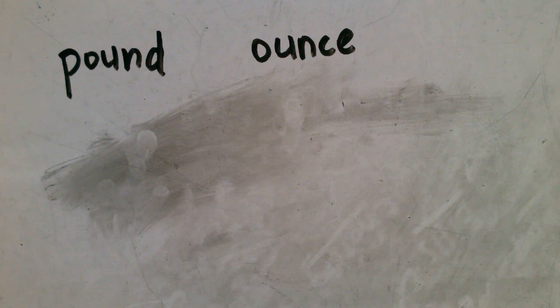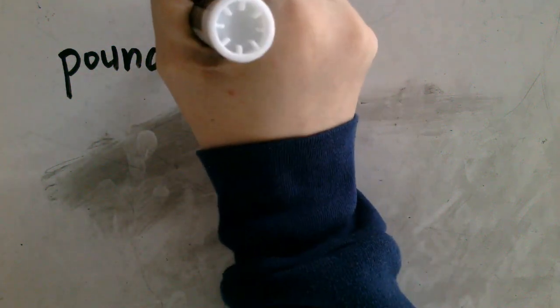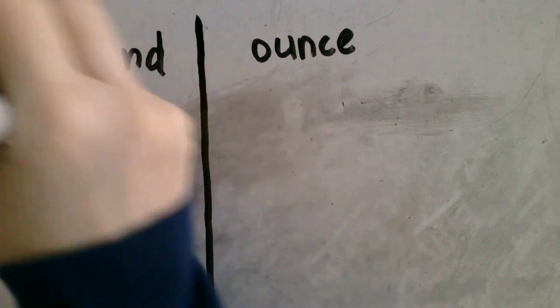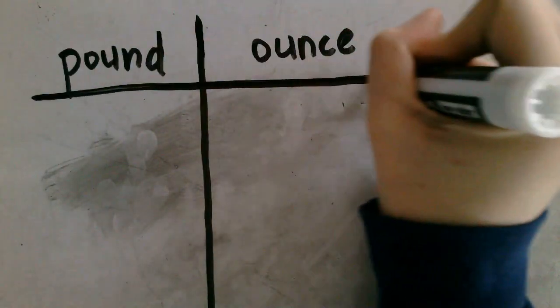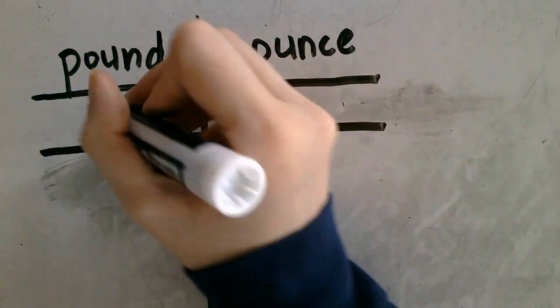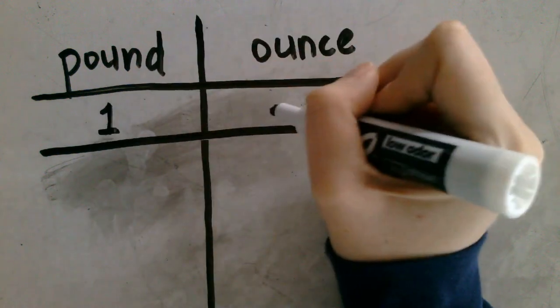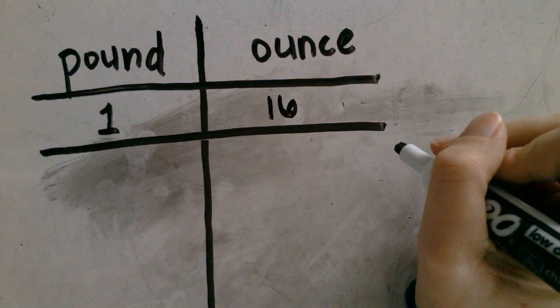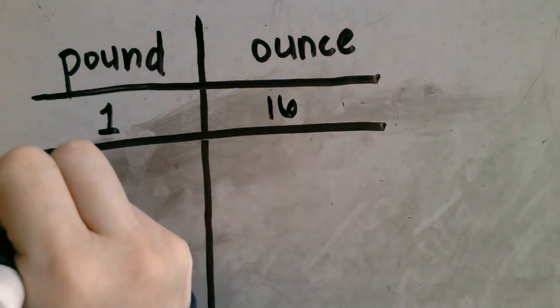If we were to count how many 1 ounce weights we added to the balance scale, we added 16 1 ounce weights, or 16 ounces. If we wanted to show this in a chart on your whiteboards right now, I want you to draw a chart with pounds and ounces at the top. Under our chart, we're going to put different columns. In our first column, we just found out that 1 pound equals 16 ounces. So we're going to add that into our column now.